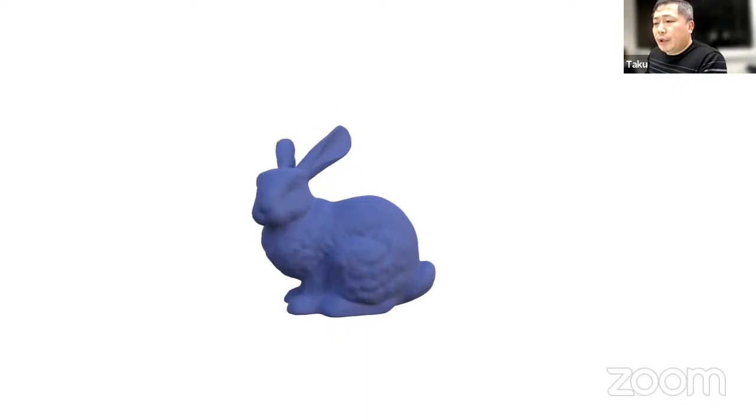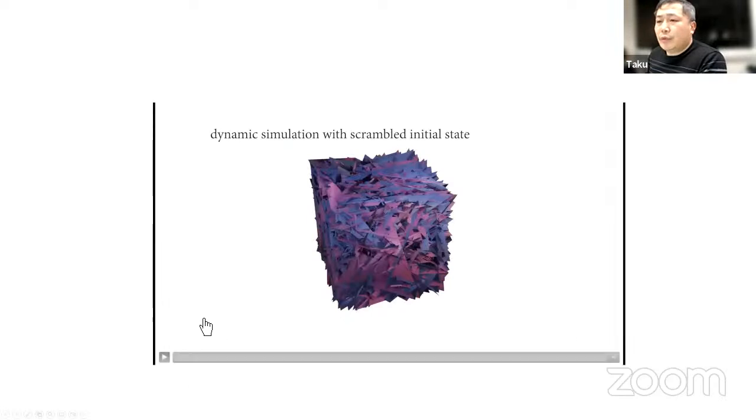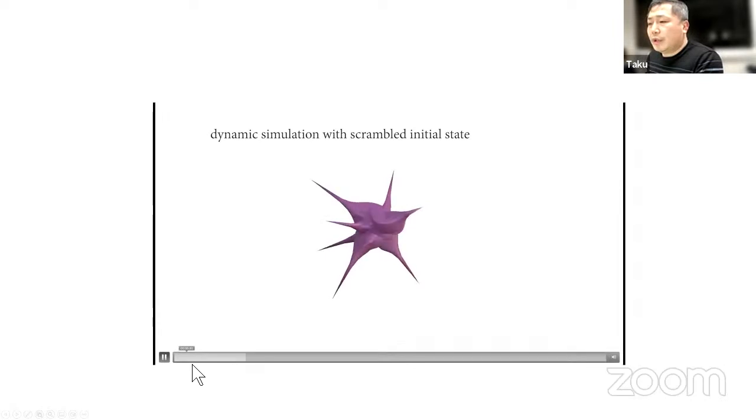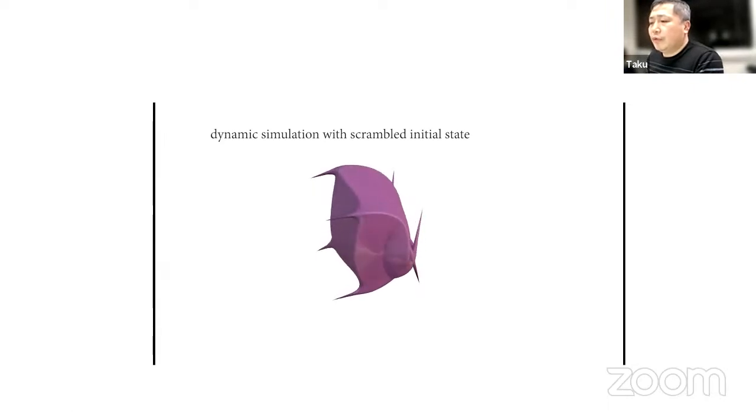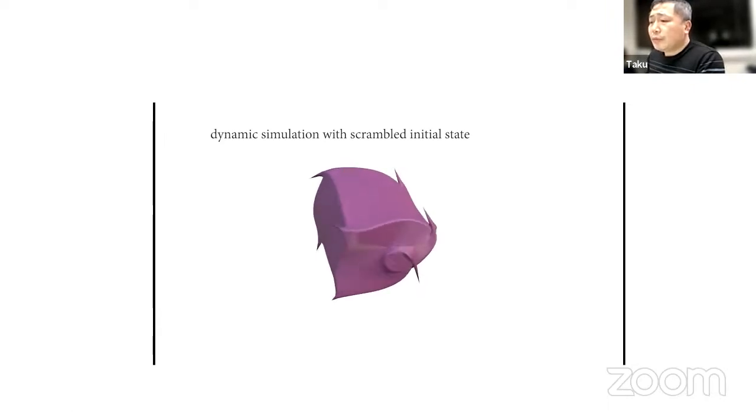And pulling this bunny in different directions. Here is the stress test, where the points of this box are randomized in the very beginning, and you can see that it can stably do the simulation of these randomly placed vertices.